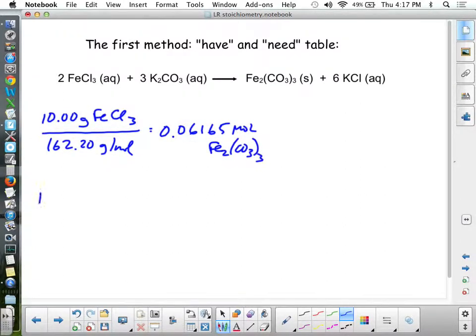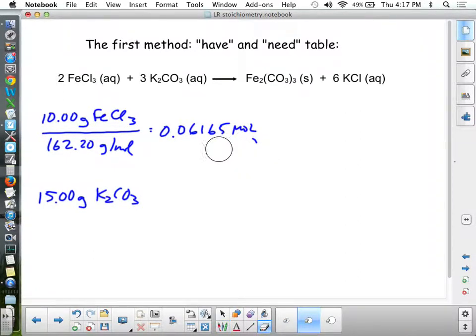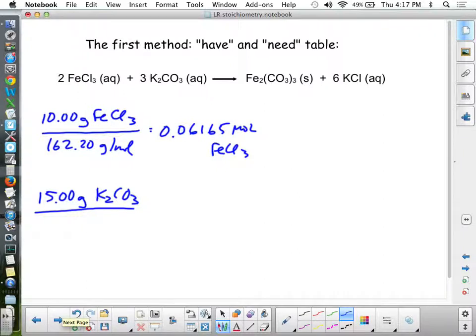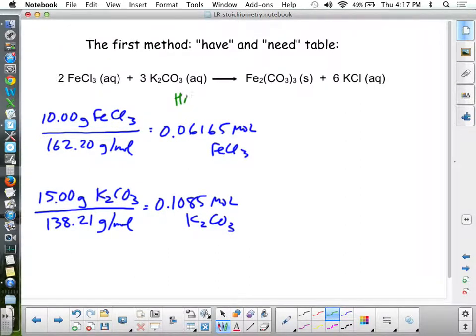Likewise, I'll take my 15.00 grams of potassium carbonate, divide by its molar mass, 138.21 grams per mole, to give me 0.1085 moles of potassium carbonate. These are the amounts of each reactant that I have. That's what I'm starting with.